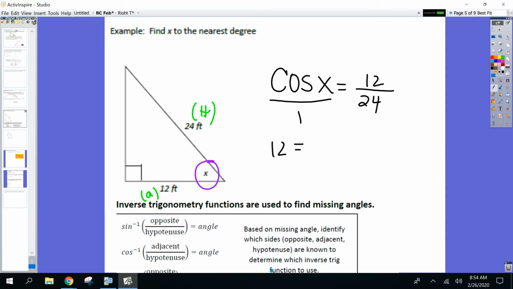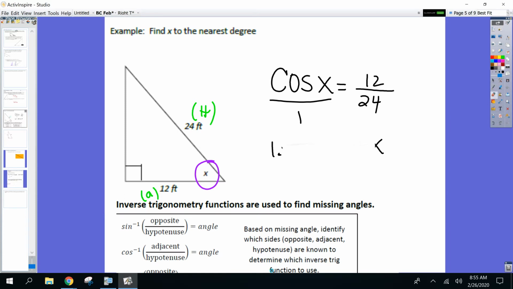12 equals 24 times cosine x. That's what we would all do. And you're solving for x. What are you going to divide by then? 24 cosine? Does everyone see how this doesn't make sense where we are right now? We need something else. I do not want to try to cross multiply when I find an angle. What are you going to divide by? You're not going to divide by anything that makes sense.